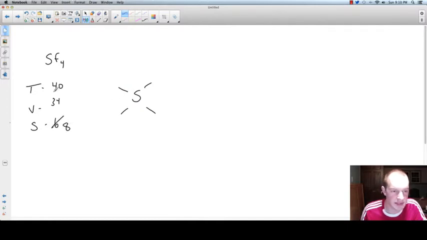So we have to increase this to 8. In order to increase that to 8, we have to increase this to 42. So 42 electrons total have to be accounted for. Now we can place the fluorines around it. 1, 2, 3, 4. And now we want to take the difference between 34 and 8 in order to figure out the number of valence electrons that we have left to place. So that's 26. So 1, 2, 3, 4, 5, 6, 7, 8, 9, 10, 11, 12, starting with the outside. 13, 14, 15, 16, 17, 18, 19, 20, 21, 22, 23, 24.